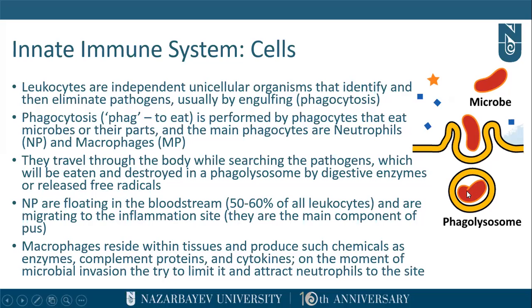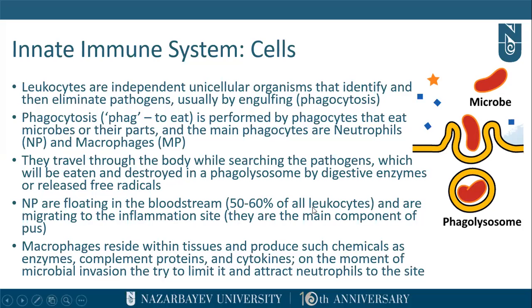They just ingest it and they will lyse it. So the microbe will be torn apart by specific enzymes that are sitting inside this phagolysosome. And they will also release free radicals that will be poisonous for this microbe. And the microbe doesn't have any choice but to be destroyed. Okay? So this is not just a single macrophage. Many macrophages will be collected at that specific point of infection to kill the microorganisms.